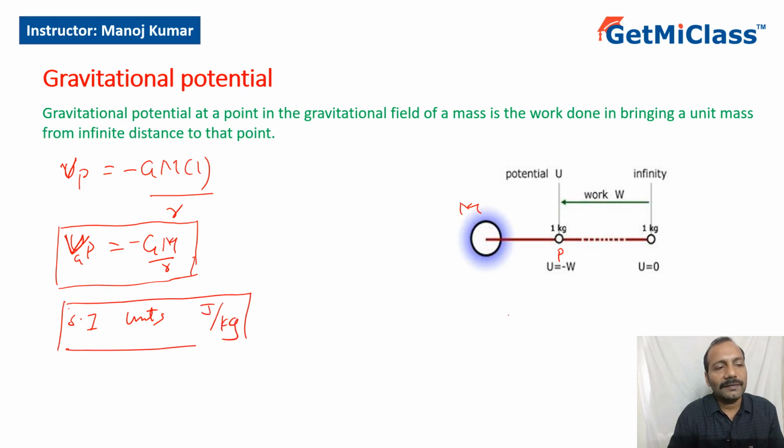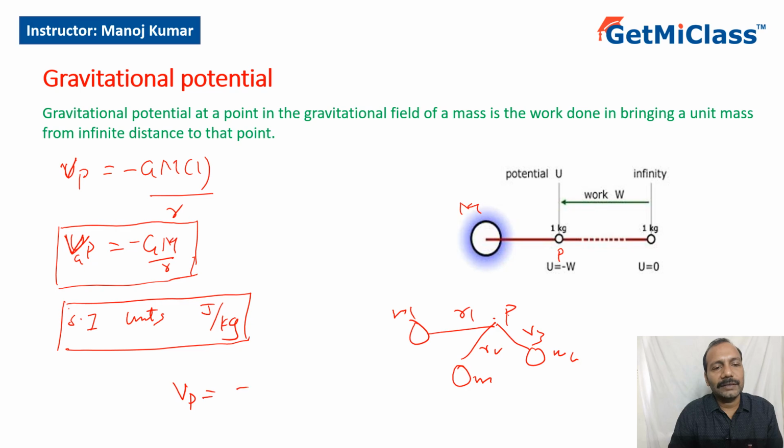And now if we have a system of masses, like I have one mass m1 here, m2 here, m3 here, and I have a point P here at a distance r1 from here, r2 from here, r3 from here, then the potential at P would be equal to minus G m1 by r1 minus G m2 by r2 minus G m3 by r3. So the sum of potentials due to each mass would be considered for finding the potential at a particular point. And because potential is a scalar quantity, I don't have to bother about directions. I can directly add them.